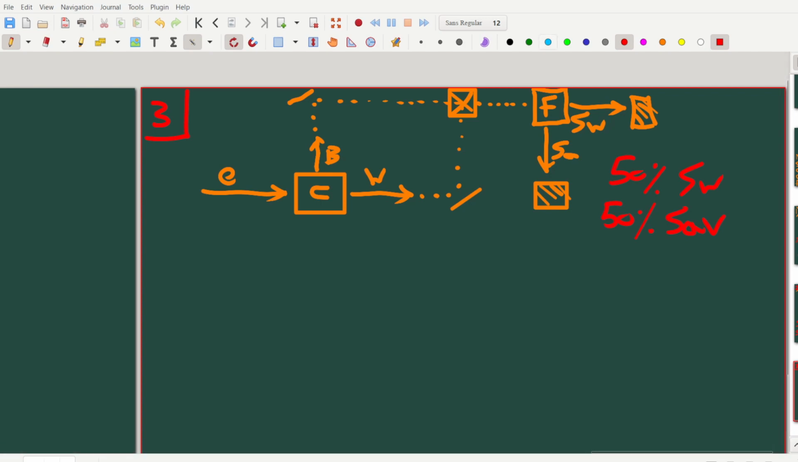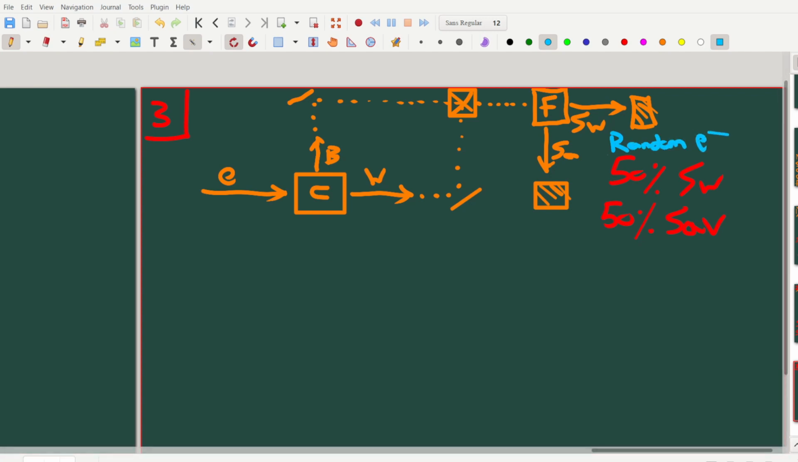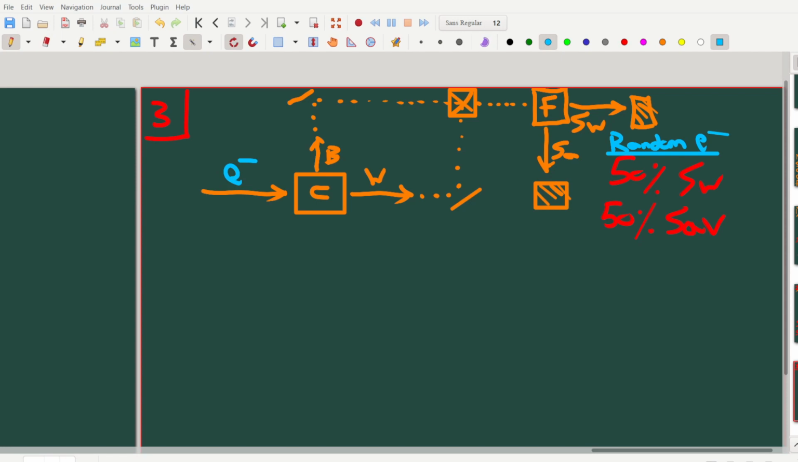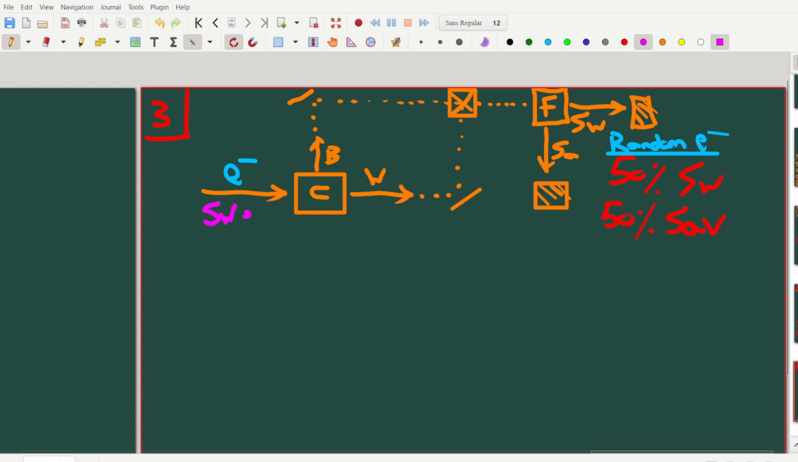Okay, and I'm going to write here above it, to be specific, a random electron. If a random electron, you don't know anything about it, you do this, you get 50-50. So I will mark the electron with my blue. Okay. Now, let's do something different. Let's pick the flavor of the electron to come in. All right, so let's say instead I bring in a sweet electron.